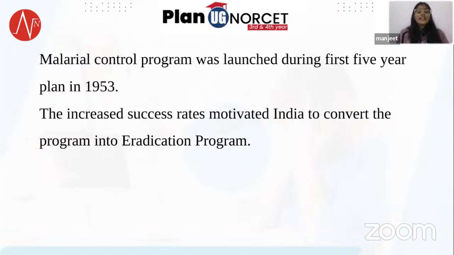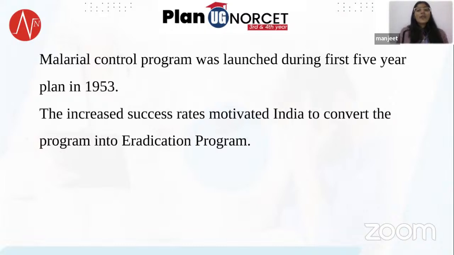Pehle kaun hoga? Pehle elimination hoga ki eradication hoga? Exactly. We will first achieve elimination and then we will achieve eradication. Now, what is the difference between these two? If we are able to control a disease, if we are able to control any event so that it is not a major health issue for the society, we call it as elimination.